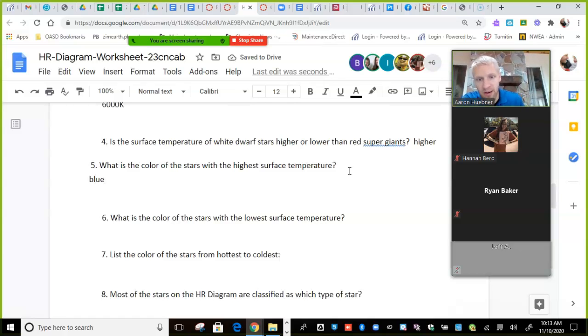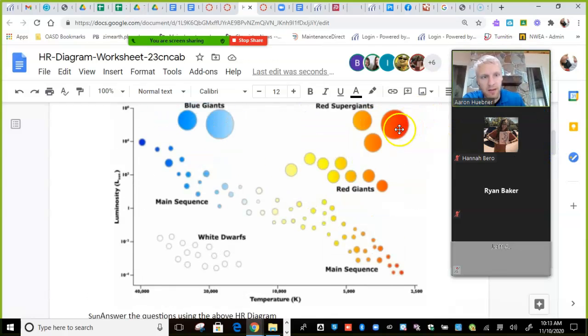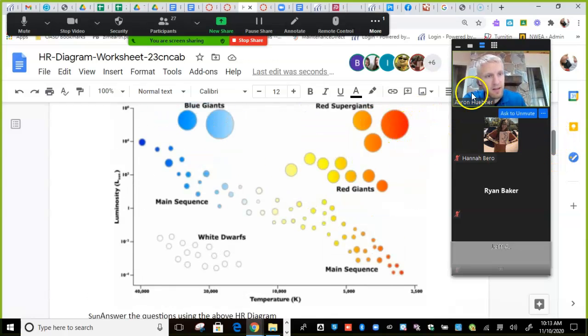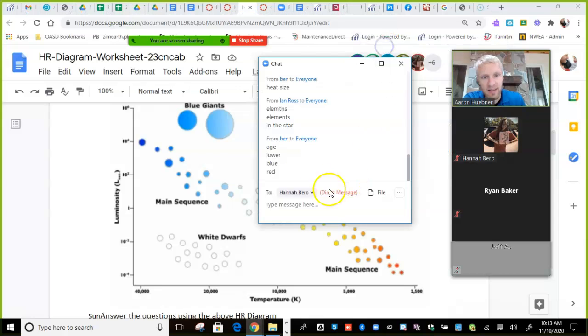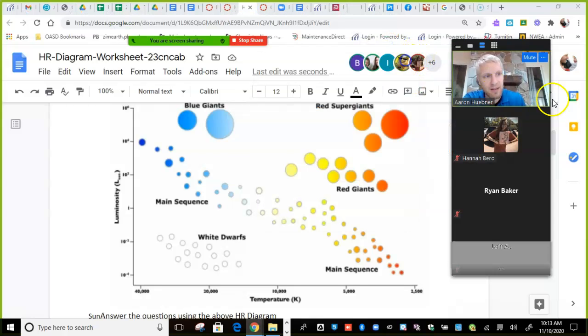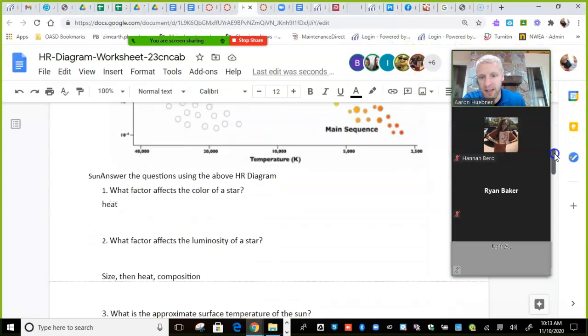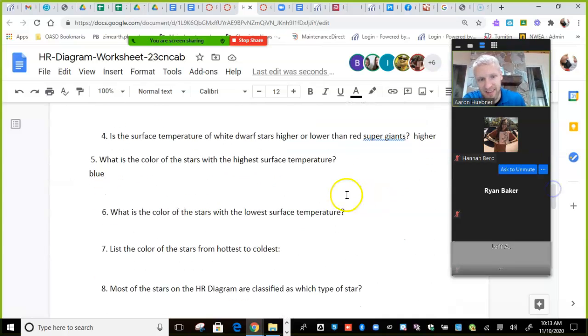All right, what is the color of the stars with the lowest surface temperature? Red. So those are the red giants. There we go. Ben is on fire today in all these.